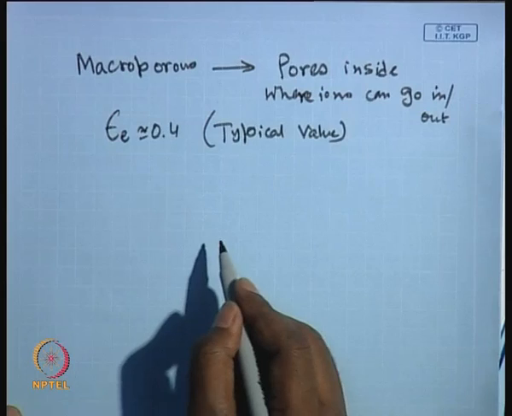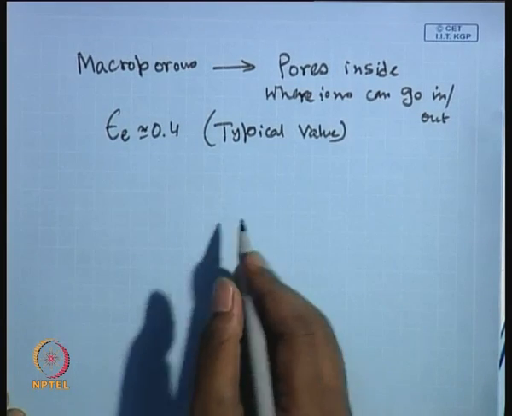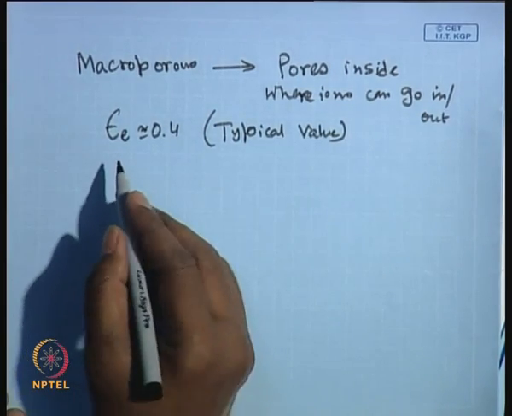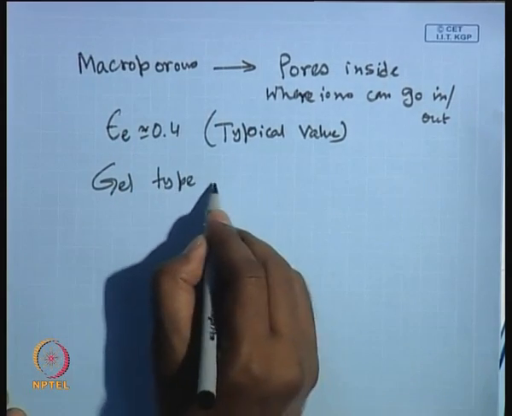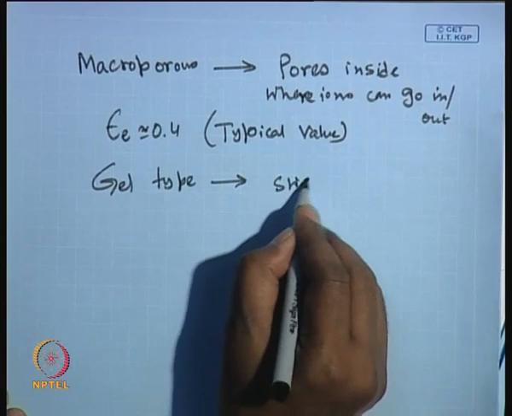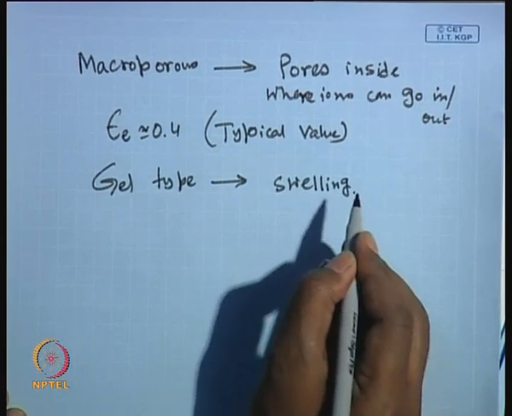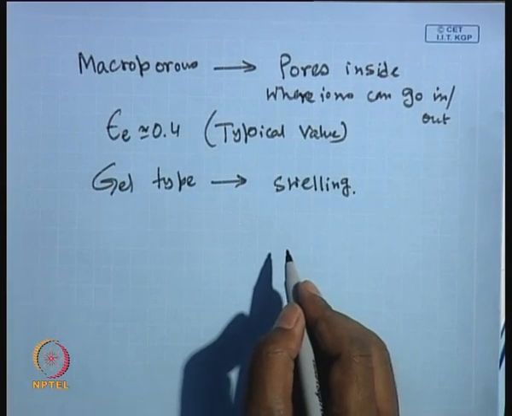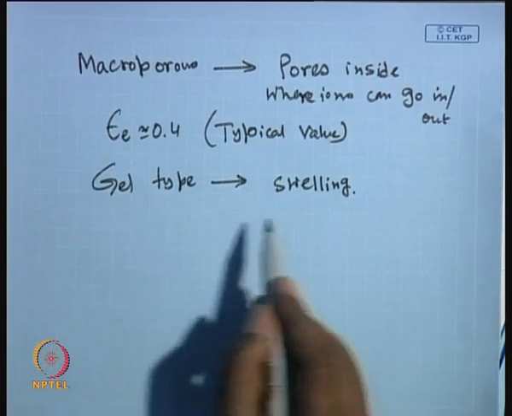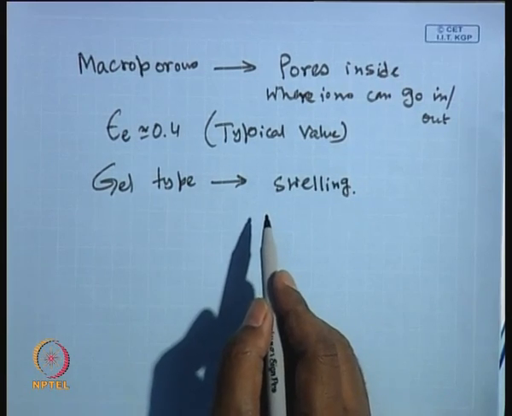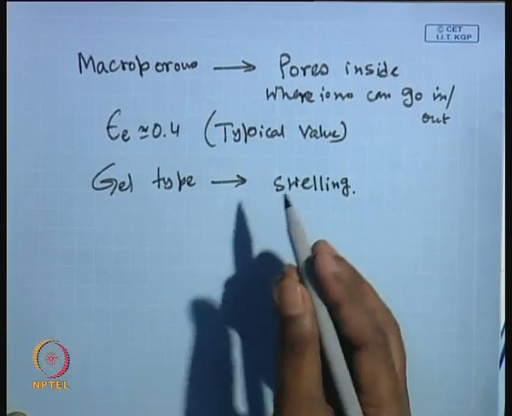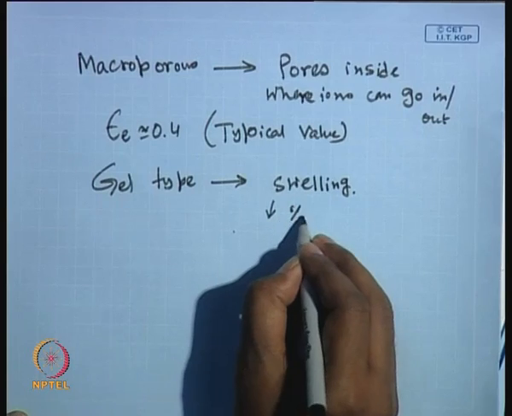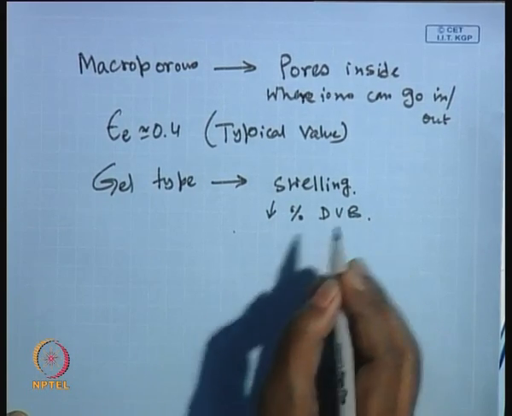And gel type resins have different degrees of swelling. Gel type, they have the typical property of swelling. On the other hand, the macroporous beads do not swell. Okay, they are almost solid particles. Gel type will swell when they absorb water, and they have various degrees of swelling, depending on the percentage of cross linking by DVB. Okay.